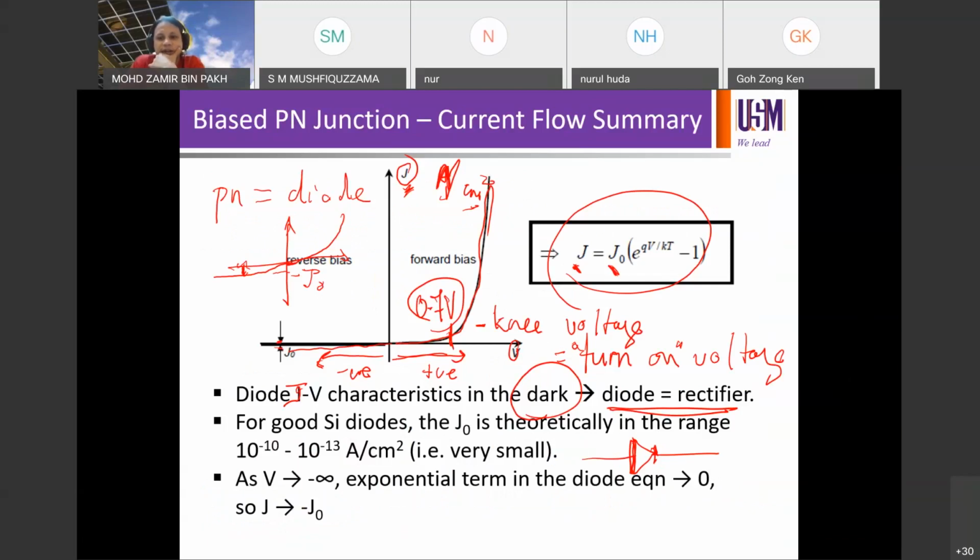Is it flowing left to right or right to left? Okay, left to right current. So right to left, can it flow? Cannot, right? So that's why it's called a rectifier. Only one way. It can flow from left to right, but cannot flow from right to left.